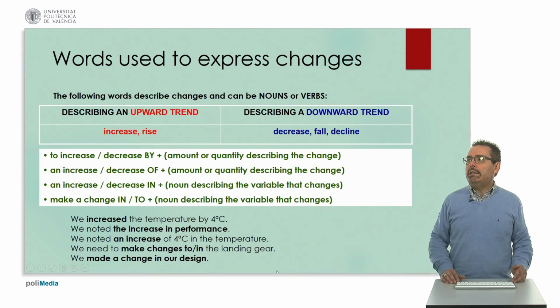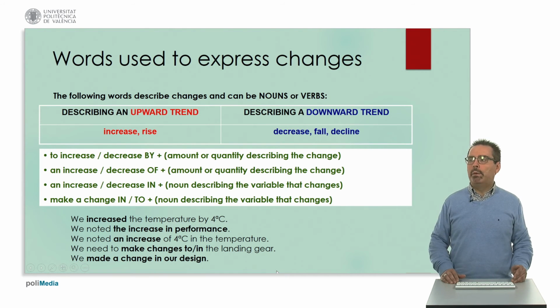To increase or decrease, by is followed by the amount or quantity describing that change. The same with an increase or decrease of, in this case used as nouns, followed by the amount or quantity describing the change again. And we can use them again as nouns in the following expression: an increase or decrease in, in this case followed by the noun describing the variable that is experiencing the change. Or we can use make a change in or to, followed by the noun describing the variable that changes.